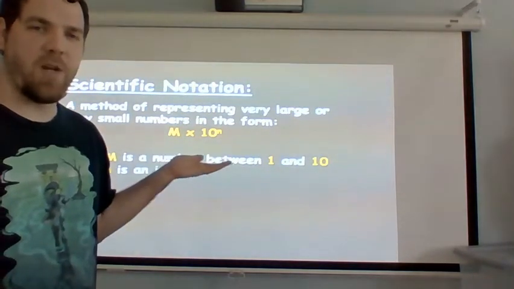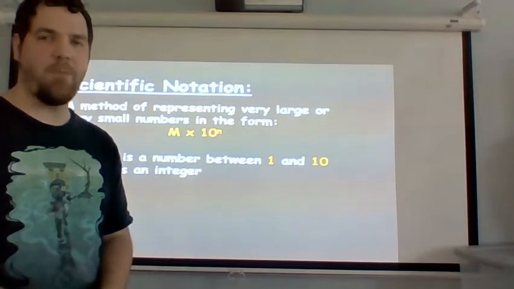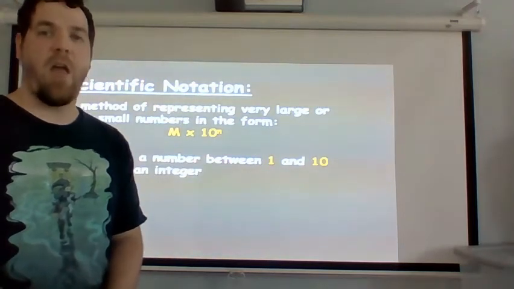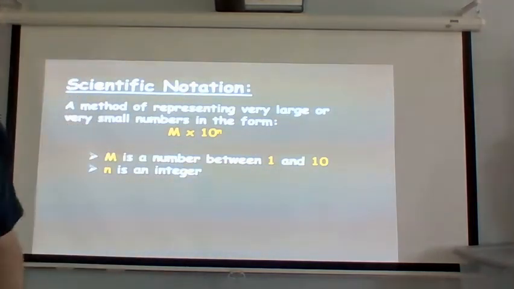So we have this equation we will use: M times 10 to the n. M will be any number between 1 and 10. It does not have to be a whole number. It can have a decimal. And n will be any integer. It can be positive or negative.